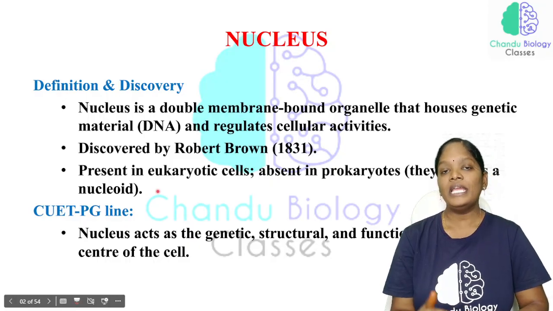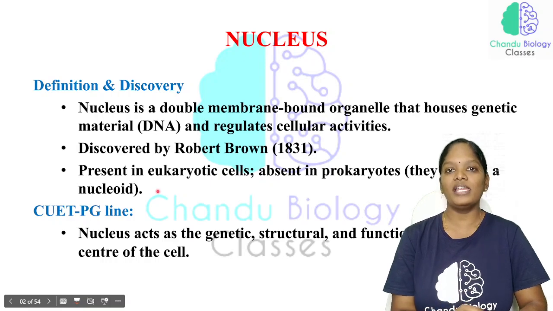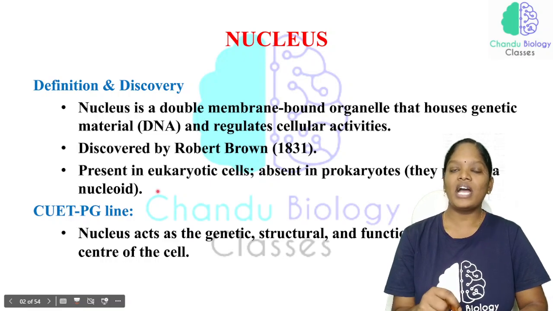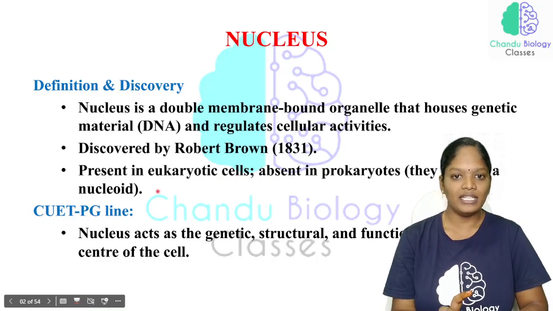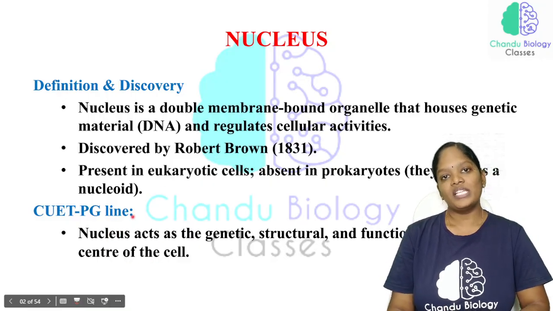But in a eukaryotic cell, the cell contains a nucleus with a proper double membrane bound organelle. Inside that membrane we have the genetic material, and that is DNA. It was discovered by Robert Brown. Now, how can we expect this in the question?